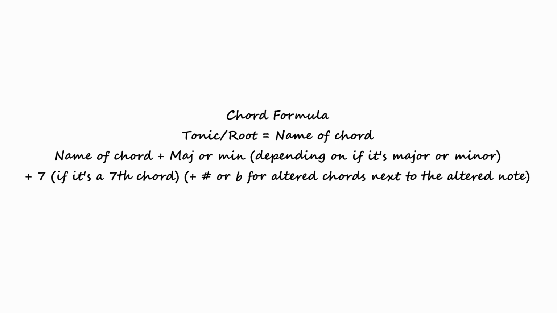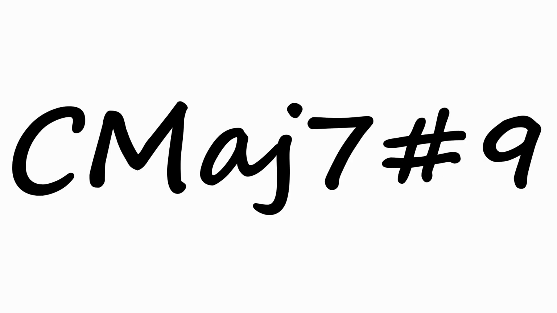However, if it's one of those altered chords I talked about earlier, let's say you raise the ninth, it'd be sharp 9 to show which scale degree you altered. Or if you lowered it, it'd be flat 9. So let's say we raised the ninth in a C major scale. It'd be C, MAJ, 7, sharp 9 to show that that's what the chord is.